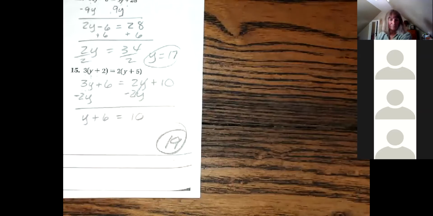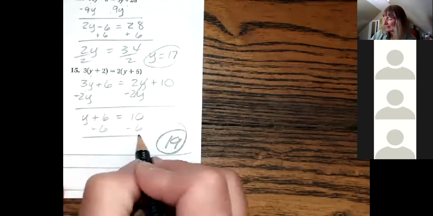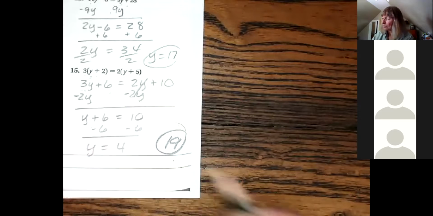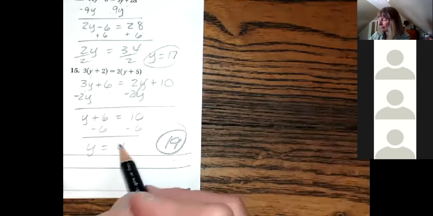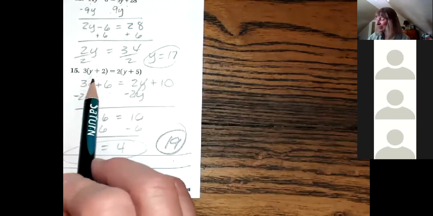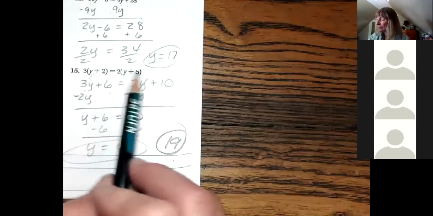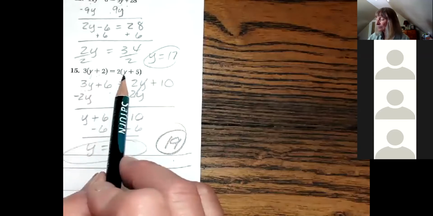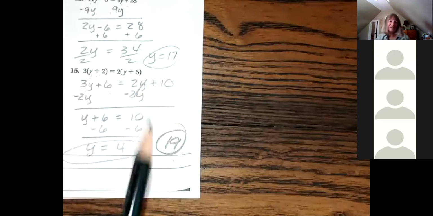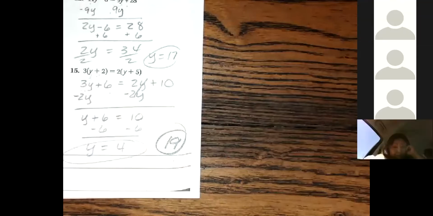So y is 4. It could be 4, but yeah, I think 4 is going to work. I was close. You were close. 4 plus 2 is 6. 3 times 6 is 18. 4 plus 5 is 9. 2 times 9 is 18. Oh, 4. So you got 4. Ugh, you're so very close.